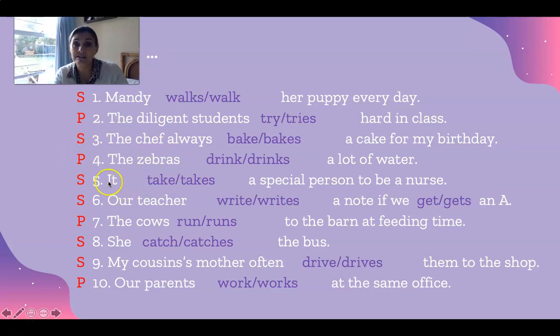Number 5, it, one thing, singular. Our teacher, one teacher, singular. Number 7, plural, because the cows, there's a whole lot of them. Number 8, she, one girl or one woman, singular. This one, my cousin's mother. So their mother is one, singular, and then our parents is plural.